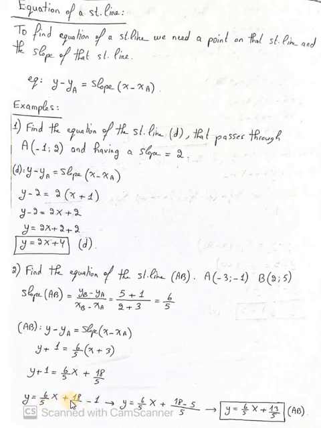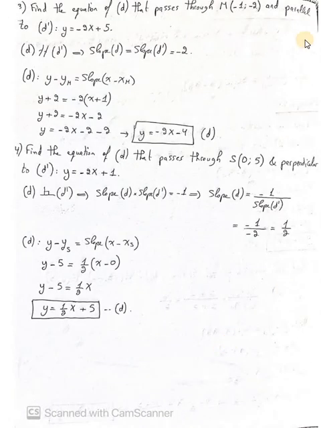You will get 6 over 5x plus 18 over 5 minus 1. So y equals 6 over 5x plus, now join these two. You can join it using LCM, which is 5 divided by 5, 1 times 18, 18. 5 divided by 1, 5 times minus 1, minus 5, this will give 13 over 5. So the equation of the straight line AB is y equals 6 over 5x plus 13 over 5.